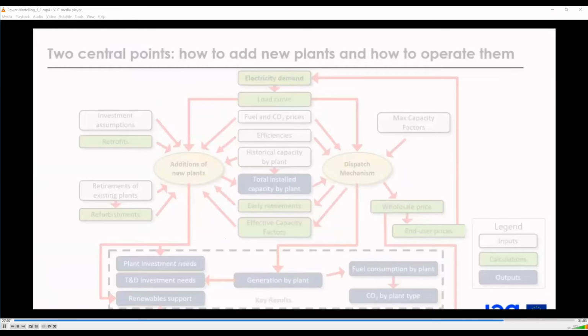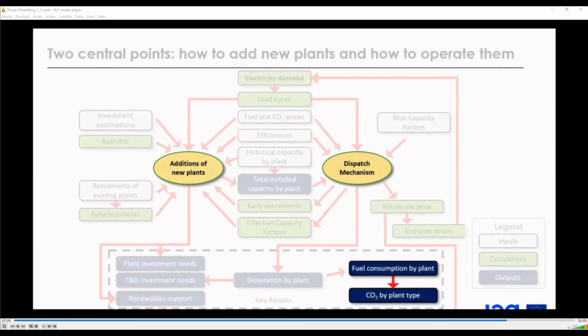Coming back to the diagram, we have now covered the two main components, addition of new plants and dispatch mechanism. To follow, I would like to focus on other very important elements of this power system, which is how much fuel is consumed by plants and the consequence of it, the CO2 emissions by plant type.